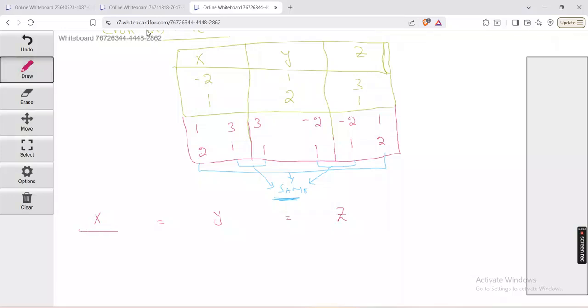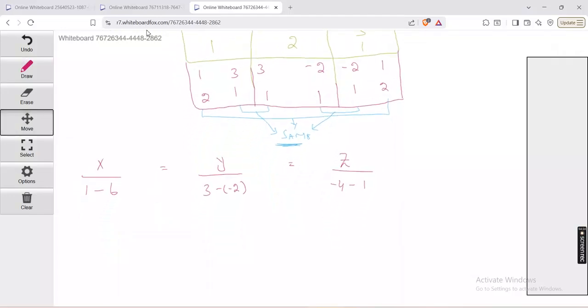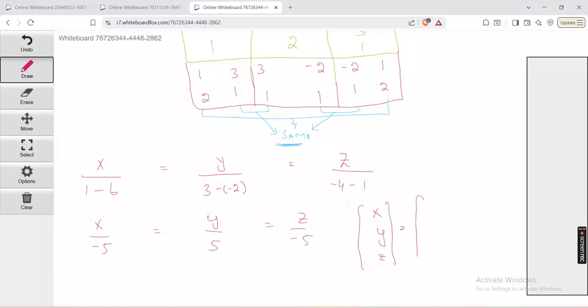One into 1, 2 into 3, 6. 1 minus 6. For y, 3 into 1, 3. And this is minus into minus 2. For z, we have minus 4, minus 1. Simplify it more. So we have x over minus 5, we have y over 5, and we have z over minus 5. So x, y, z, we can write here minus 5, 5, minus 5.